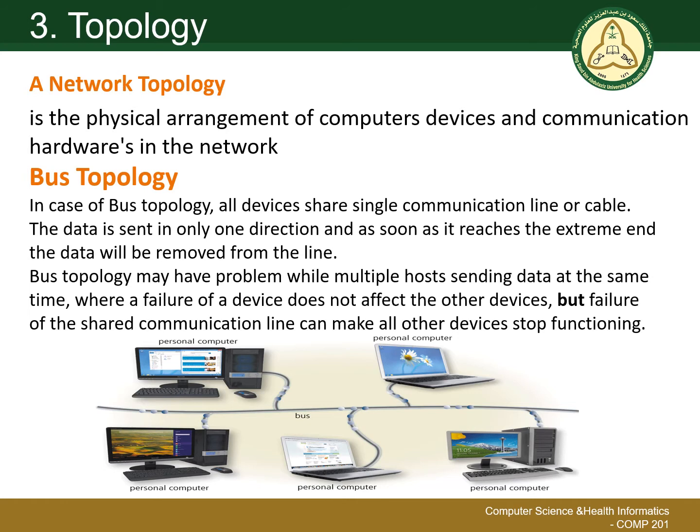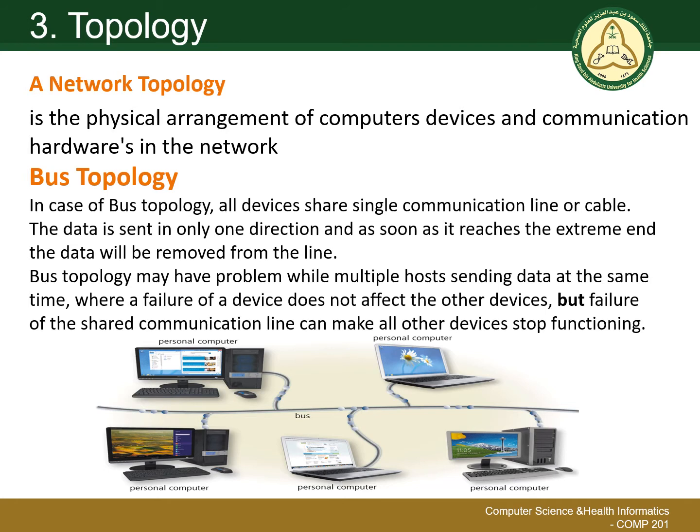Again, let's see what it says in here. In case of bus topology, all devices share a single communication line or cable. Again, this is a single line. The data is sent in one direction only, and as soon as it reaches the extreme end, the data will be removed from the line. So if this device is trying to send data, it will put the data online. When the data reaches the end, there is a device at the end of the channel called a terminator. It will take this signal and delete it, removing the signal from the bus.